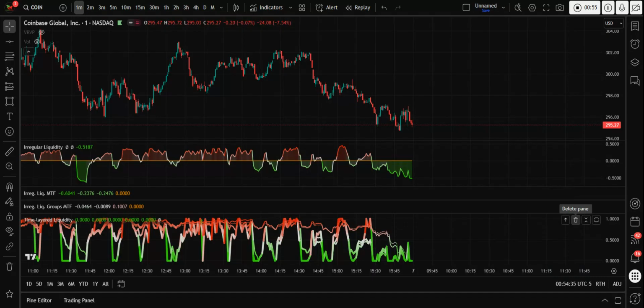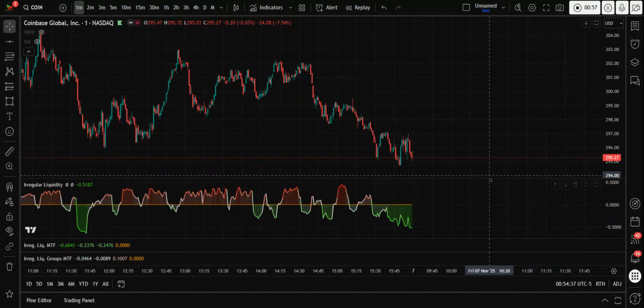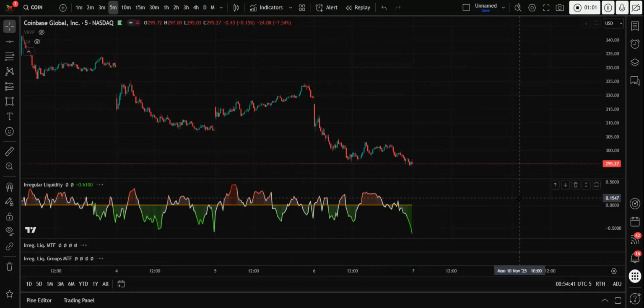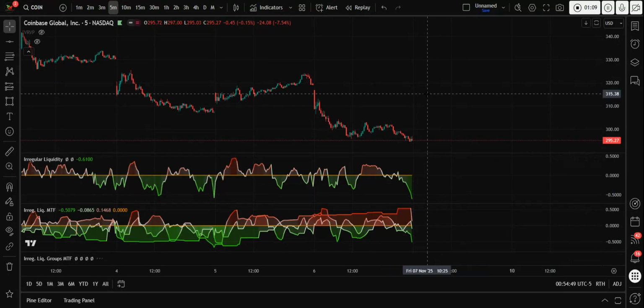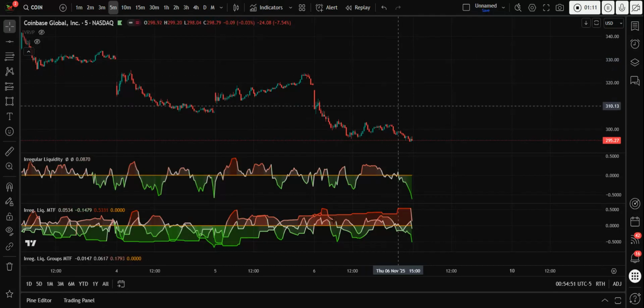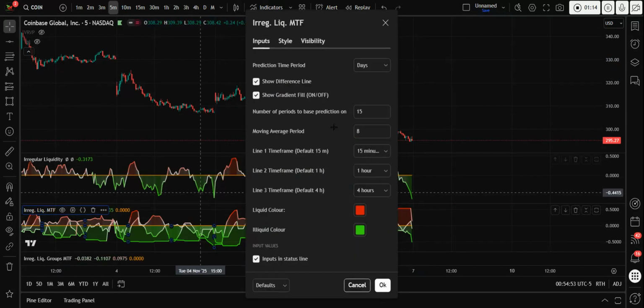Now, I'll just delete that one. Just a quick look at some of the new indicators that have come up. So the first new indicator, which was put up about 10 days ago, is the irregular liquidity multi-time frame. What this does is it puts up several time frames that you can adjust, but we've got it set to the best time frames here in inputs. You can change it if you went out wide.